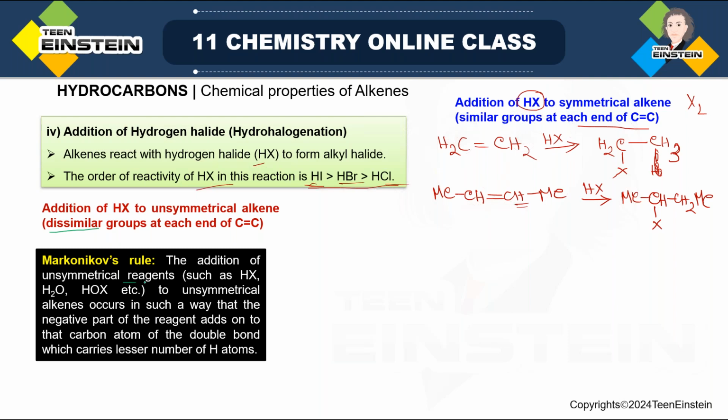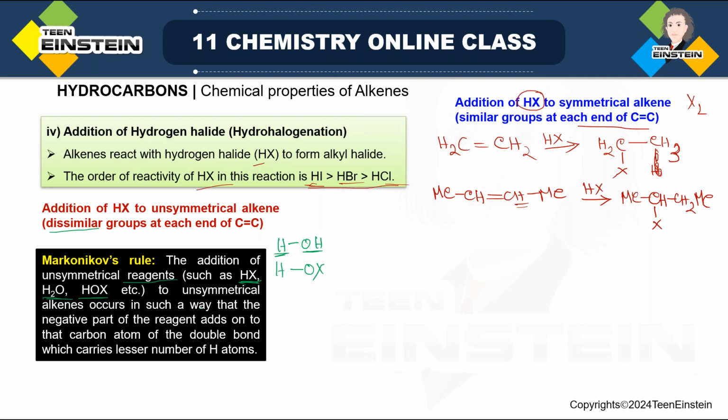The addition of unsymmetrical reagents such as HX, then we have H2O. H2O is also unsymmetrical, because when you consider the water molecule, you are basically adding H and OH to two different carbons. Then H and OX. Addition of H2O and addition of HOX we have already seen in the last class, and there also we mentioned that it is based on Markovnikov's rule. But what is this rule actually? We will discuss it today in detail.